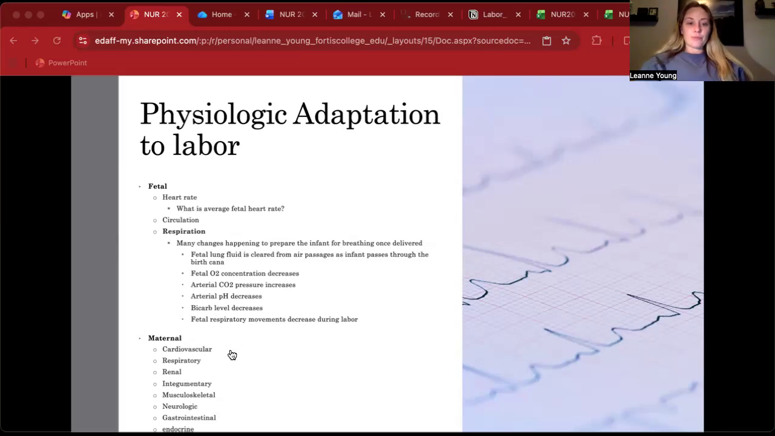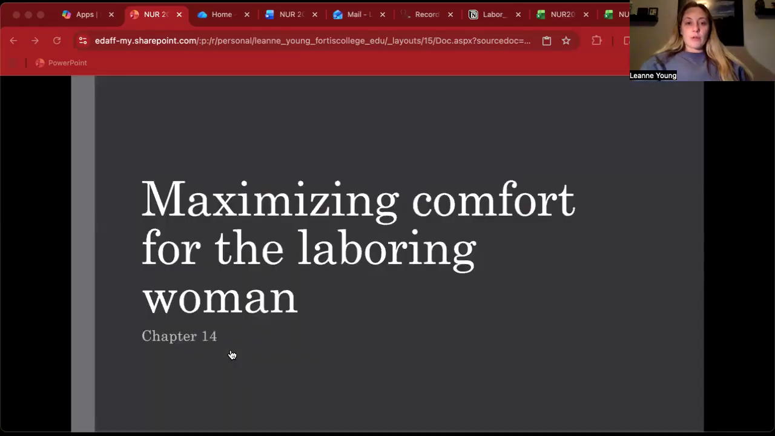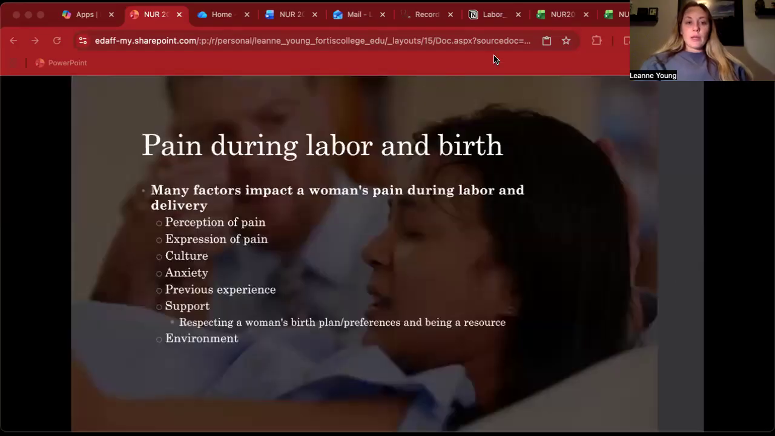All right. Moving on to chapter 14, maximizing comfort for the laboring woman. So, pain during labor and birth. Many factors impact a woman's pain during labor and delivery. So, perception of pain. Pain is a subjective experience and is going to differ from patient to patient.